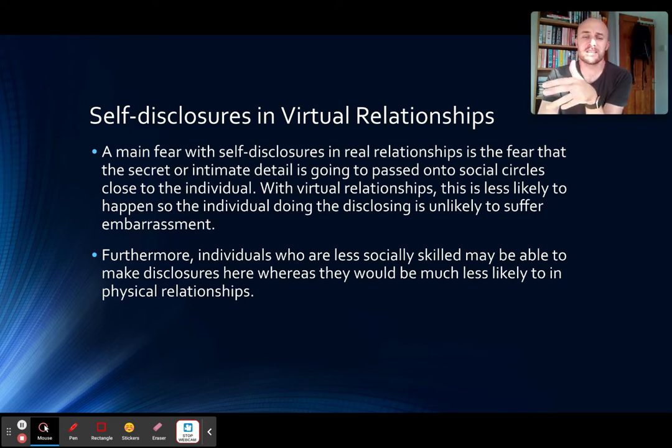Individuals who are less socially skilled may be able to make disclosures here, whereas they're much less likely going to in physical relationships. Now, this is the beauty about virtual relationships. In a virtual relationship, if let's say your boyfriend messages you, there's not an expectation that you reply straight away. Maybe you're at college, maybe you're at work, maybe you're asleep. So you can go 4 hours before you respond. In that 4 hours, you can really think about your response. You can really mull it over, think about something that's really funny, for example.